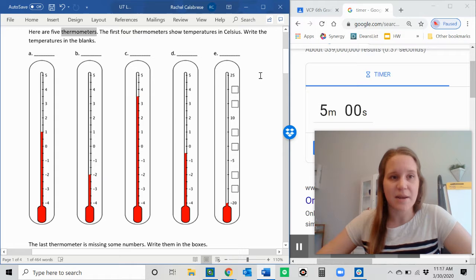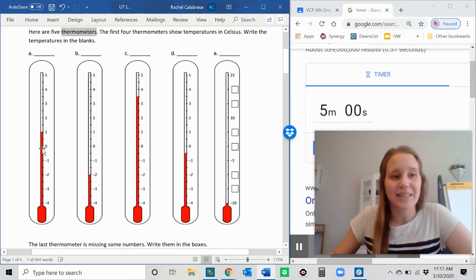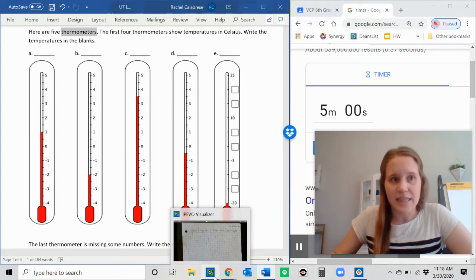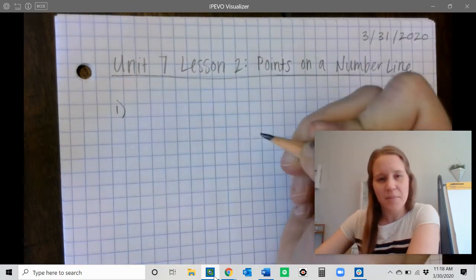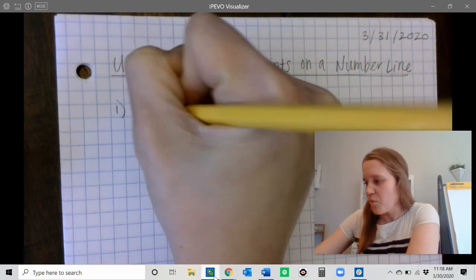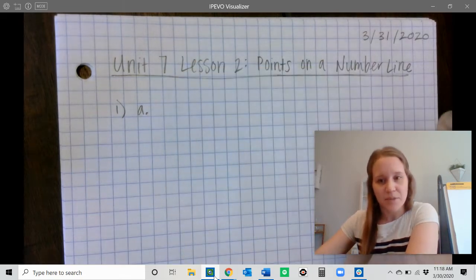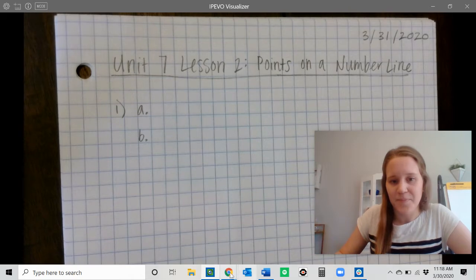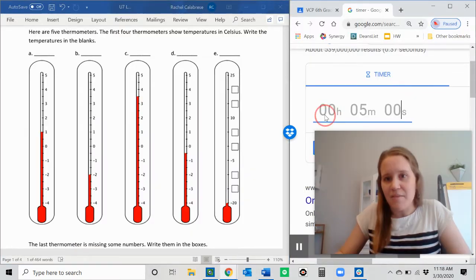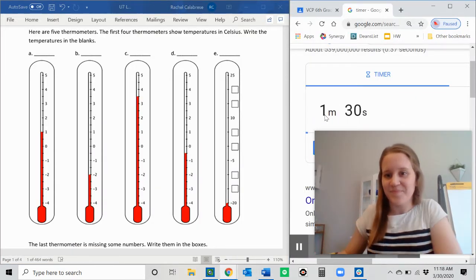So I'm going to just set a timer for about 1.5 minutes. What I want you to do is start labeling what the temperature is for A, B, and C. If you have extra time, go ahead and move on to D and E. Your paper should look like this. Probably for most of these, you don't need to draw the thermometer, but go ahead and label 1A and then write what the temperature is. Same thing for B, write what the temperature is. Okay? 1.5 minutes are on the clock. You should get started.